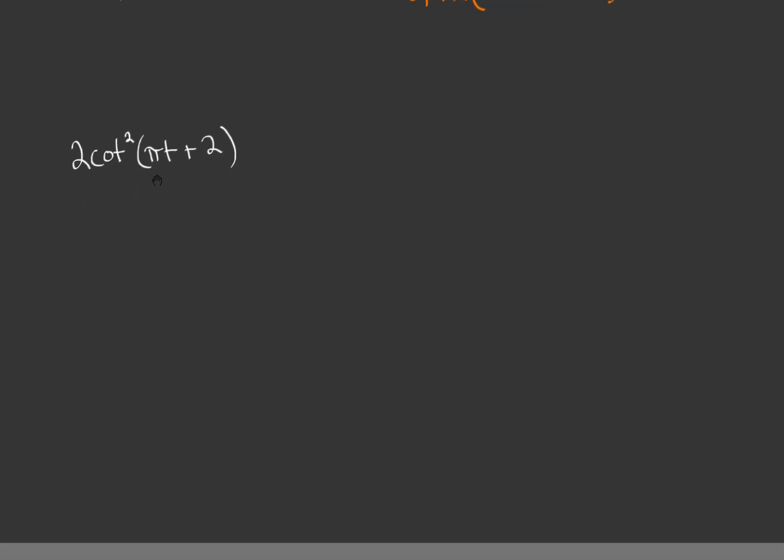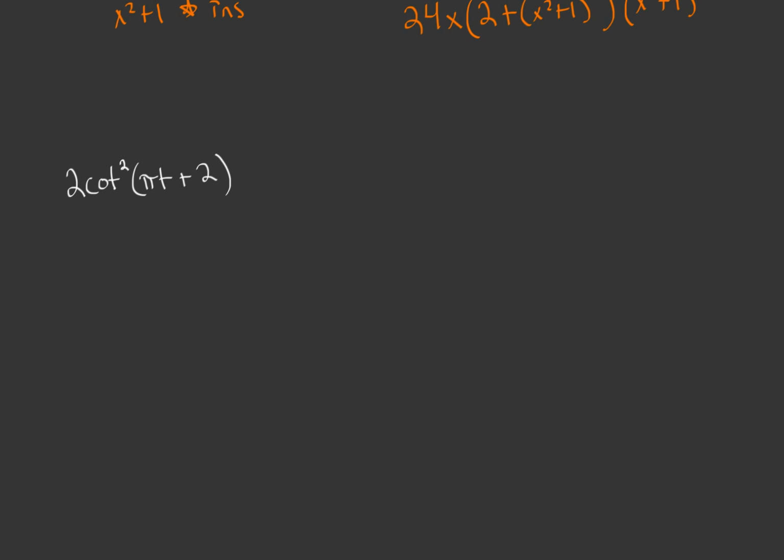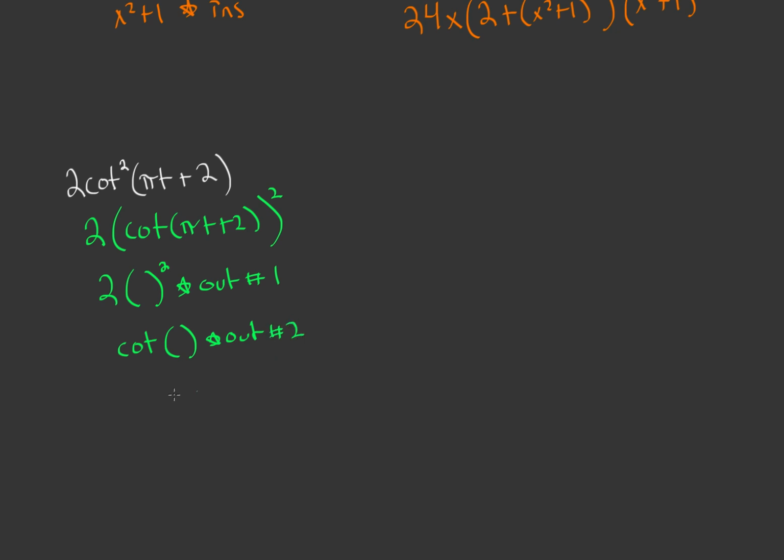So what if we do this example right here? We have 2 cotangent squared of pi t plus 2. So let's rewrite this to make it look nicer. This is 2 times cotangent of pi t plus 2, and then all that is squared. So our first outside is just 2 times something squared. So that's out number 1. And then inside of here, it looks like we have another out, which is cotangent of something, right? So that's out number 2. And then inside of cotangent, we have pi t plus 2. So that's our inside, right?